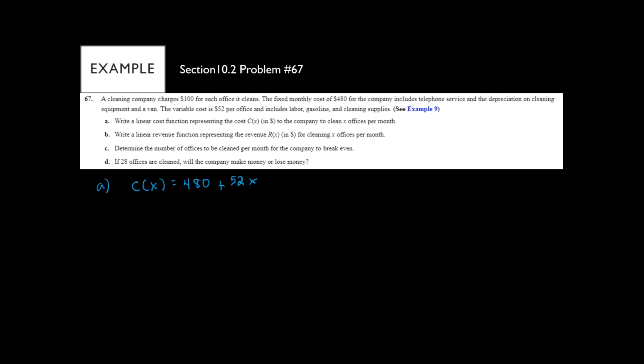And you can always check yourself by looking at the units. 480 is in dollars. And then 52 is dollars per office. And we're multiplying it by X, which is the number of offices. So you can see that that will cancel out our units of office. And so we're just adding dollar amounts together, which is what we want to get a total amount in dollars. Are there any questions on that equation? Okay.